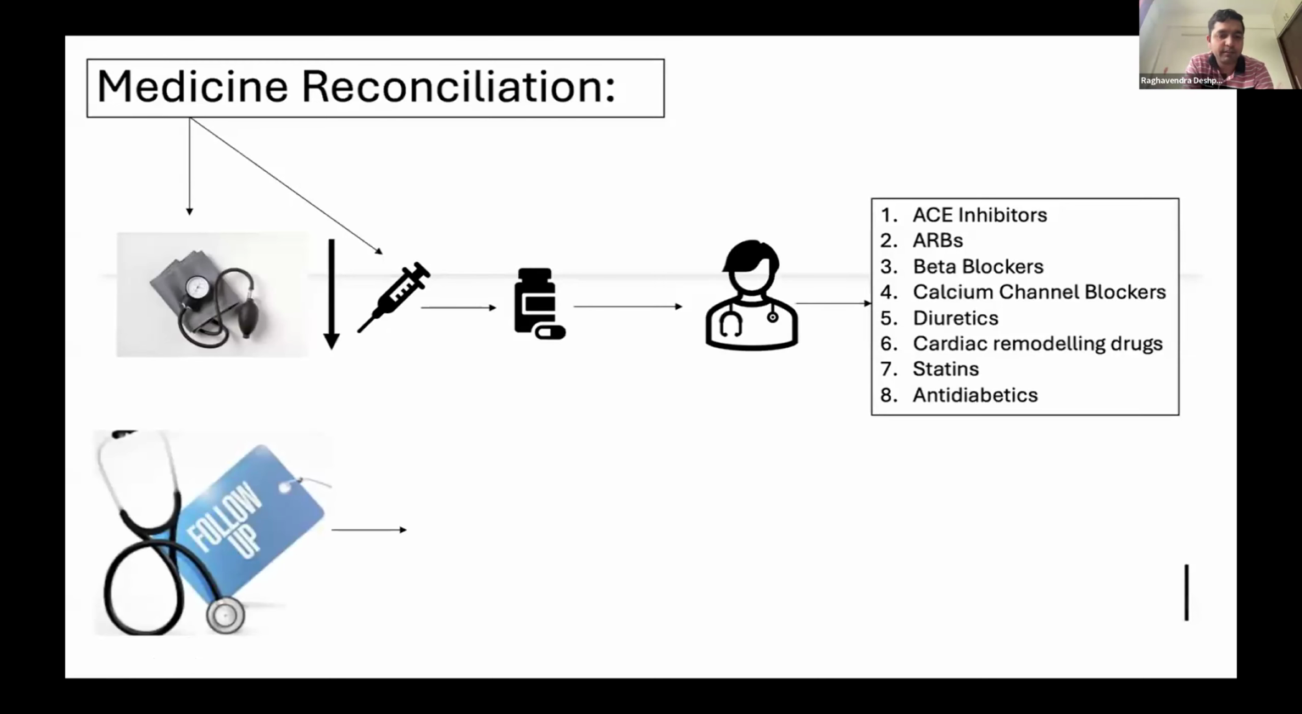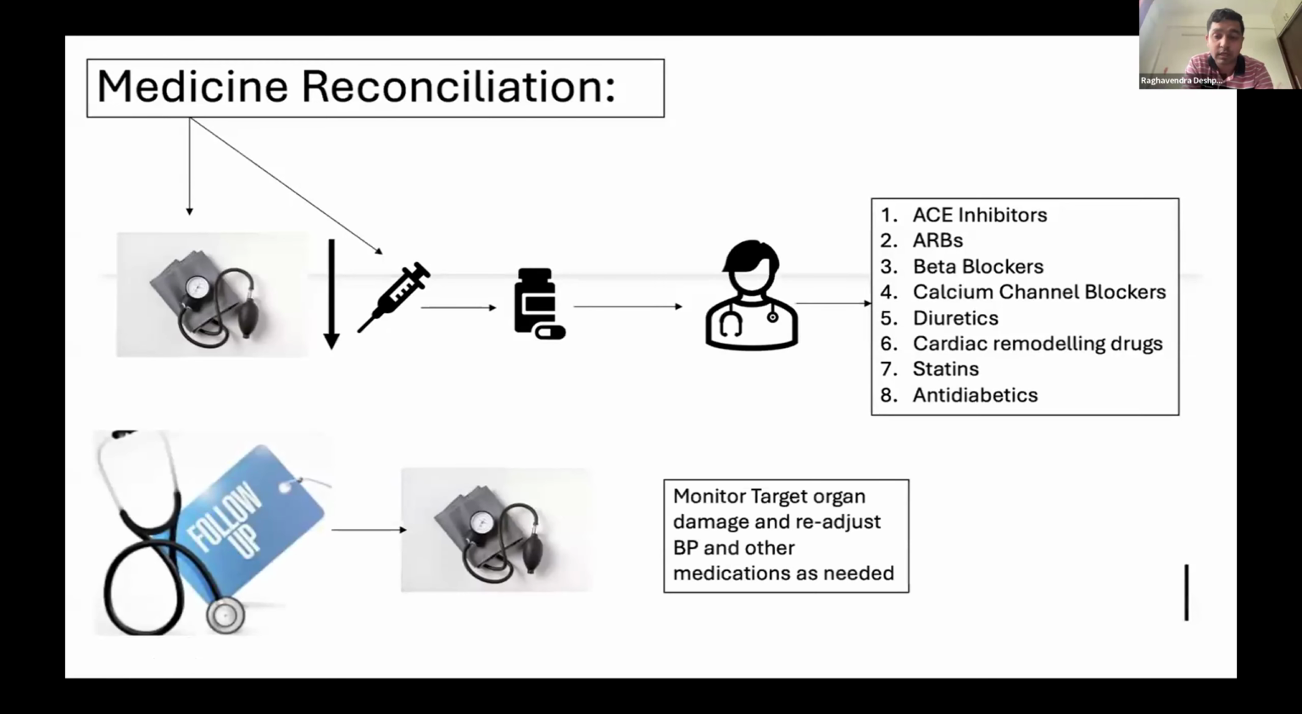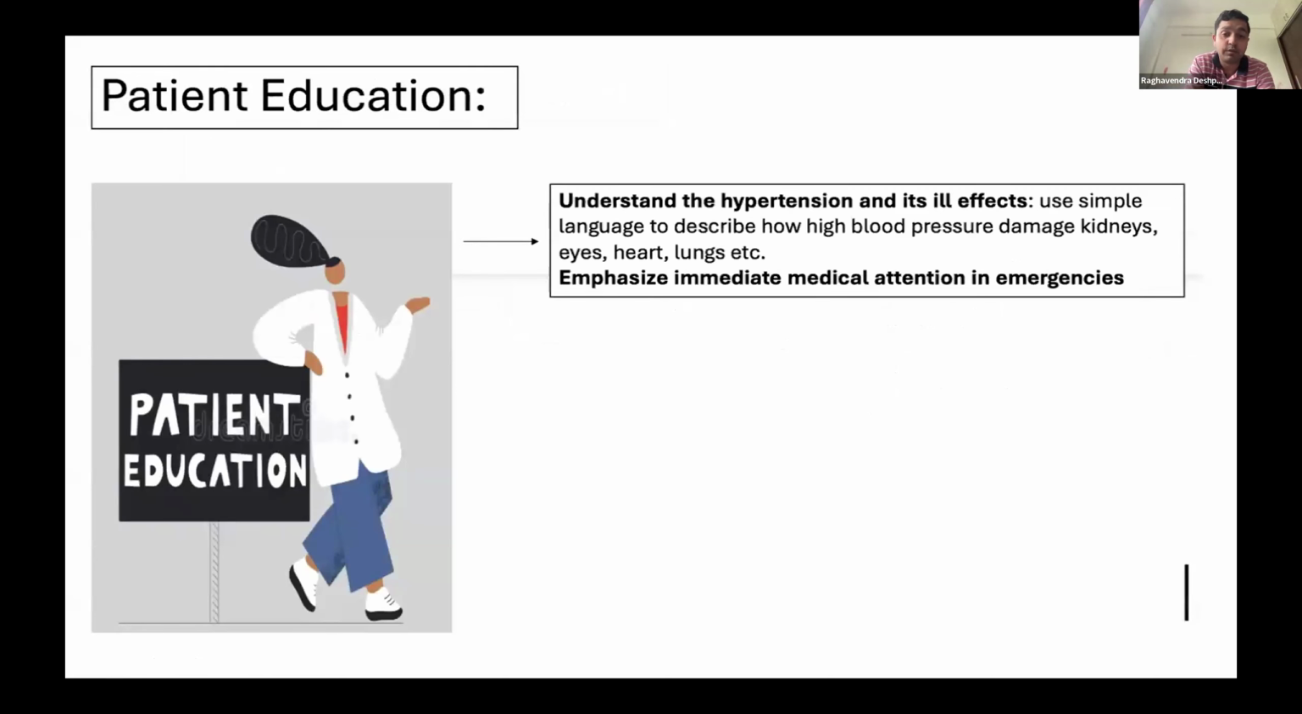And regular follow-up with the patients, timely monitoring of blood pressure, and monitoring for target organ damage. With every follow-up, we need to readjust the blood pressure medications and other supportive medications based on the clinical condition. We are still not done yet, because patient education is of prime importance. We should help them understand hypertension and its ill effects. By educating them, we should use very simple language, like saying high blood pressure can damage your lungs, heart, etc.